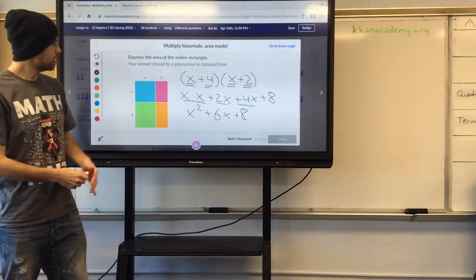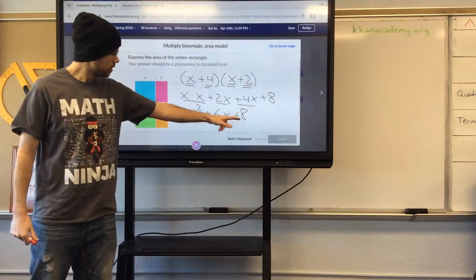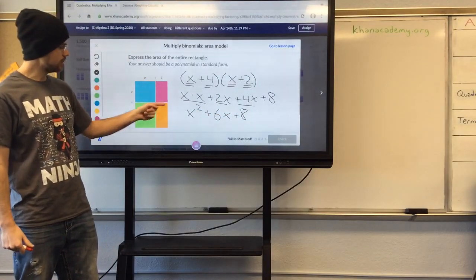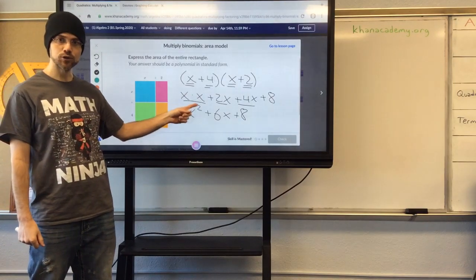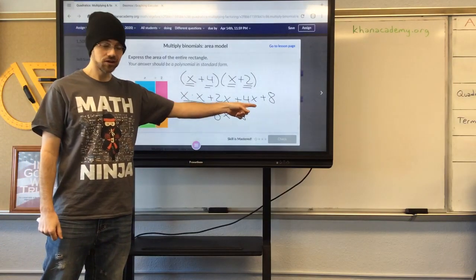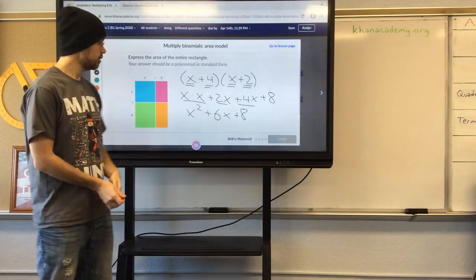So now I have my polynomial that represents the area of this rectangle, and it's in standard form because my exponents descend from 2 to 1 to 0. x to the 0 is 1.